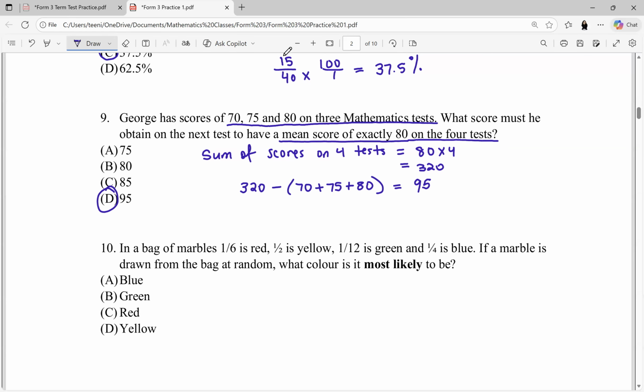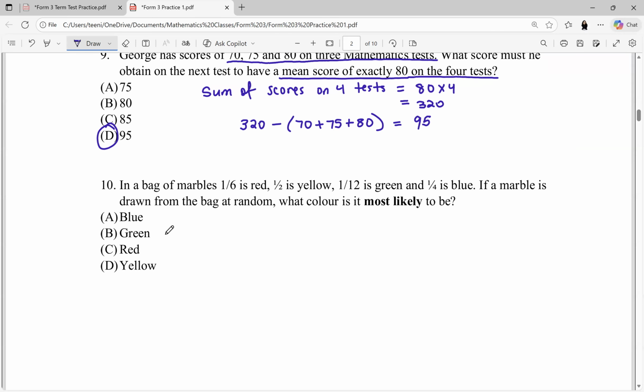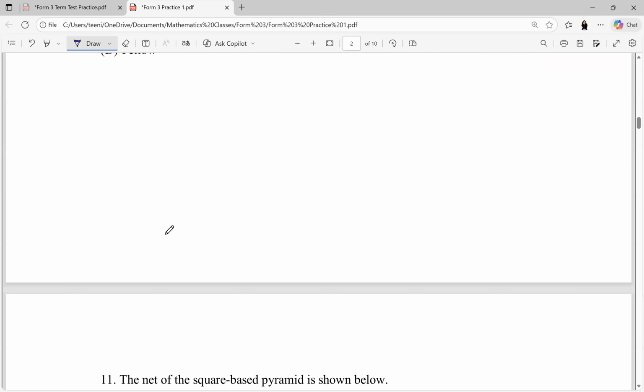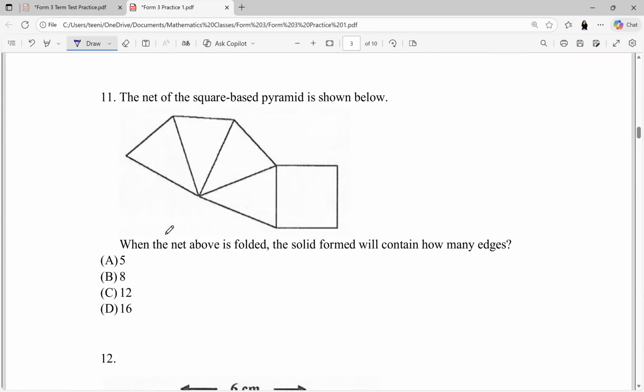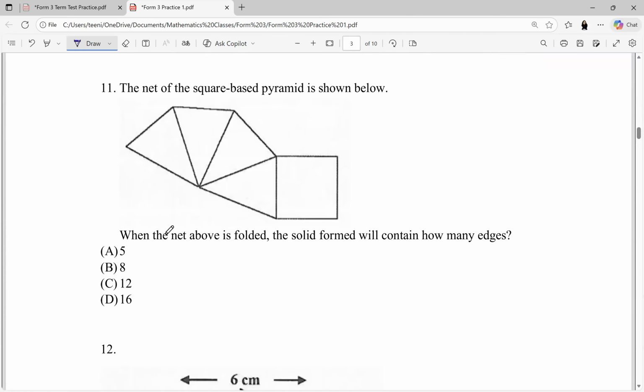All right, so I'm gonna skip number 10 because you all didn't do this topic as yet either. I'm gonna go straight on to number 11. The net of the square-based pyramid is shown below. When the net above is folded, the solid formed will contain how many edges?